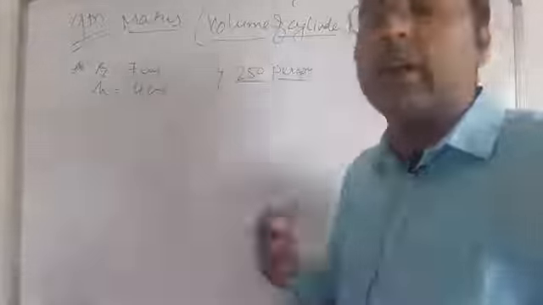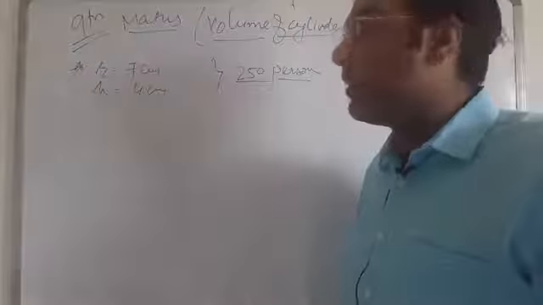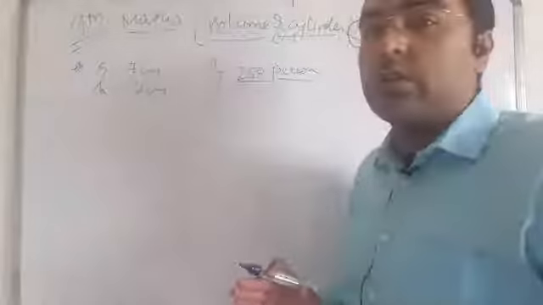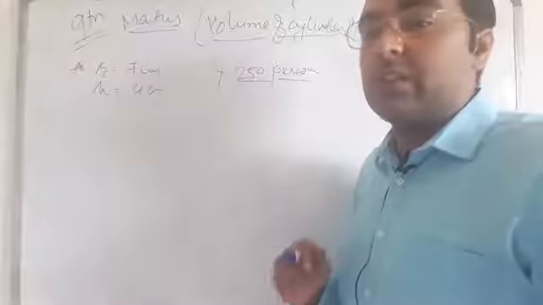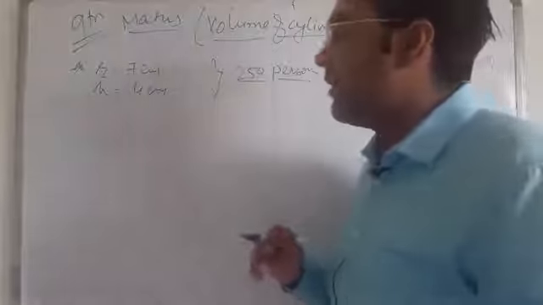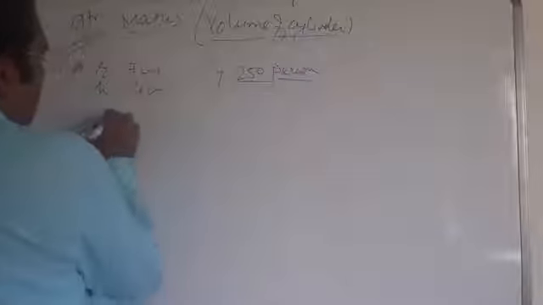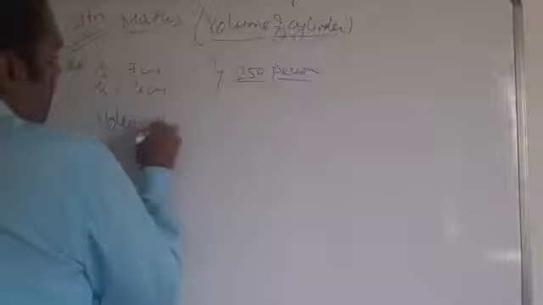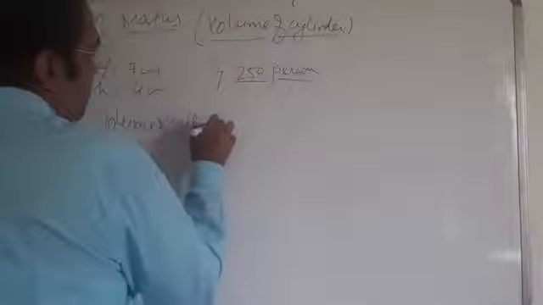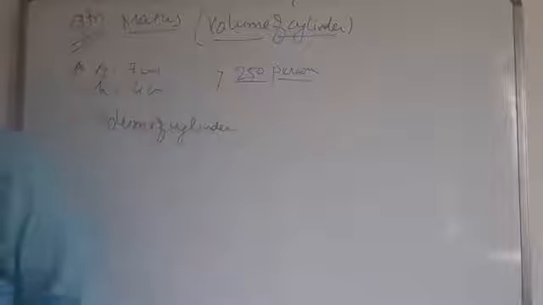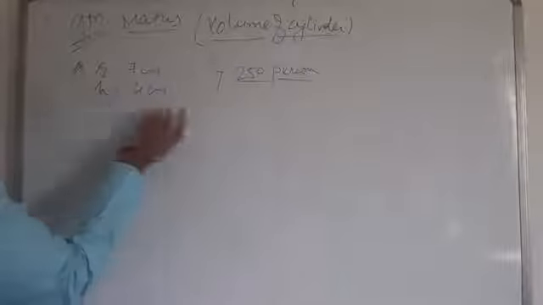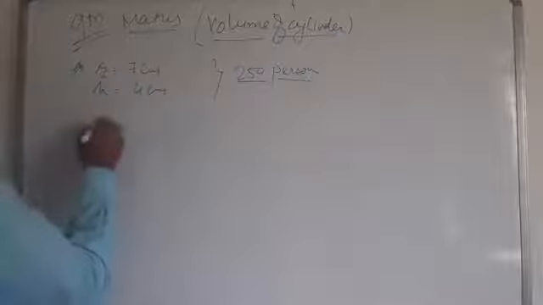For that we have to find the volume of this cylinder. Here is a clear-cut question: we have to find the volume of the cylinder. So for the volume of the cylinder, my formula is volume of cylinder equals pi r square h.